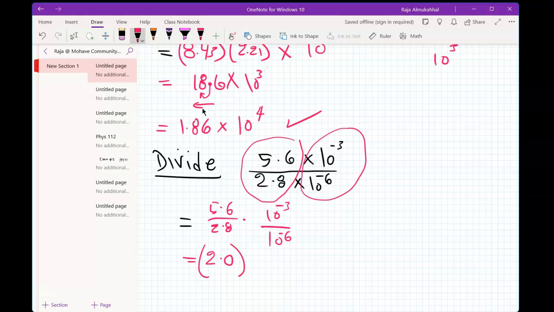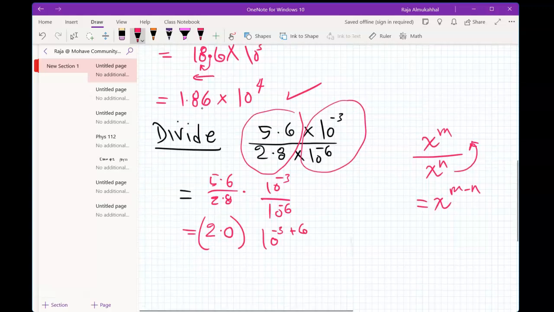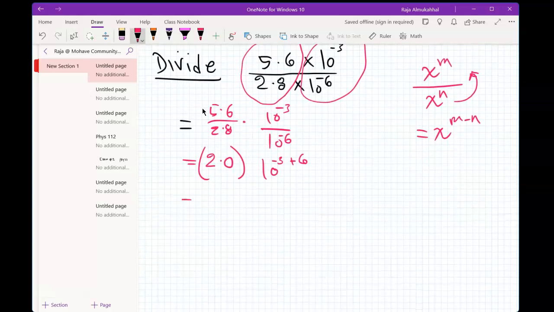And then how do I deal with the next one? Well, as you may know, x to the m divided by x to the n is equal to x to the m minus n. Remember, when you move it up here, you change the sign of the power. So I'm going to do the same thing. So that becomes 10 to the negative 3 plus 6. You see what I'm saying? And that will be equal to the final answer, 2.0 times 10 to the power of 3. And there we go. It's written properly in scientific notation. Okay?